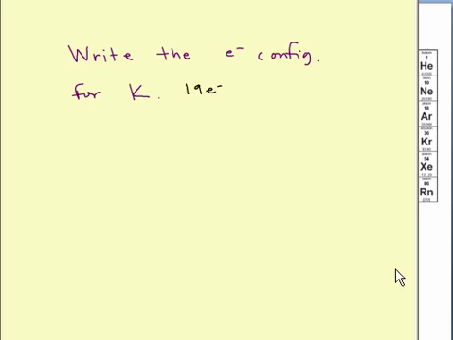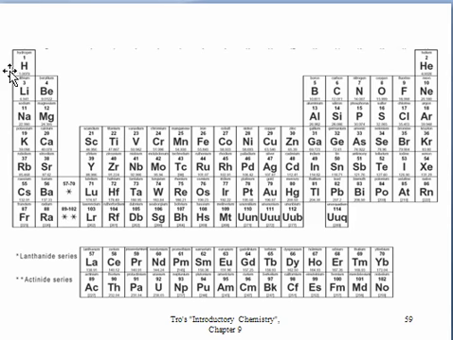Okay, so where do we start? Well, rather than use our diagram, we use our periodic table and we go from left to right, filling each energy level and subshell until we get to 19 electrons. So this is our first period, this is our first energy level, and the only subshell allowed in the first energy level is the S.